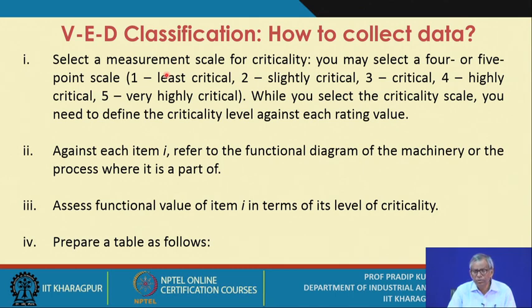While you follow the procedures, you must have enough knowledge to define the term called criticality. So, select a measurement scale for criticality. This is very vital. You may select a 4 or 5 point scale. Suppose you use a 5 point scale. If the scale value is 1, it means the item is least critical. If the rating is 2, that means it is slightly critical. Similarly, 3 means critical, 4 means highly critical, and 5 means very highly critical.